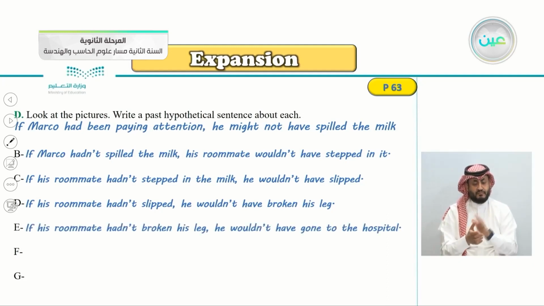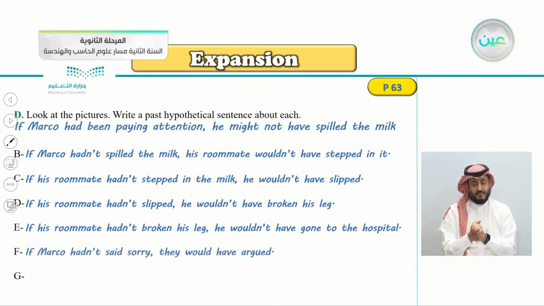If his roommate hadn't broken his leg, he wouldn't have gone to the hospital. You can see in the picture that now he is in the hospital because he broke his leg, because he slipped on the milk that Marco spilled. If his roommate hadn't broken his leg, he wouldn't have gone to the hospital. Picture number F.